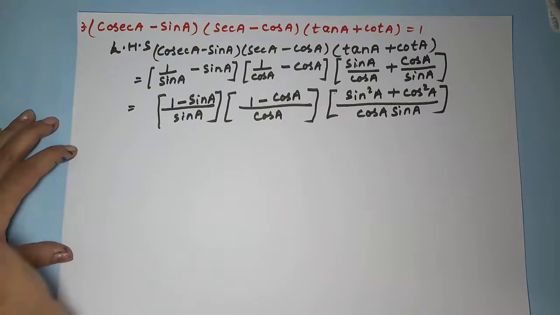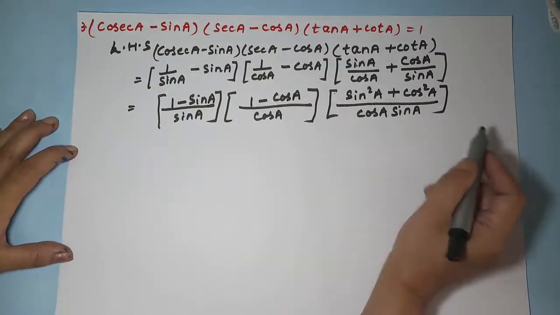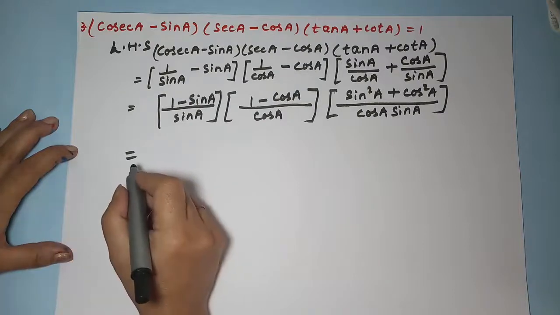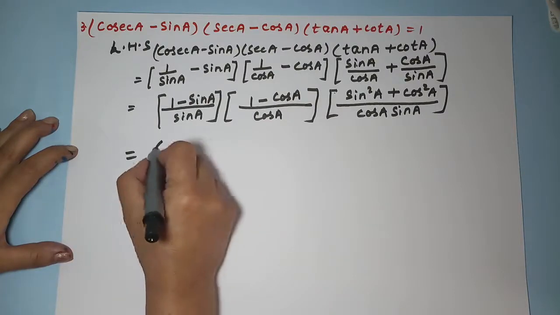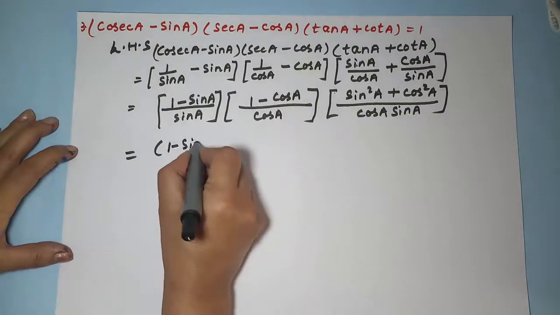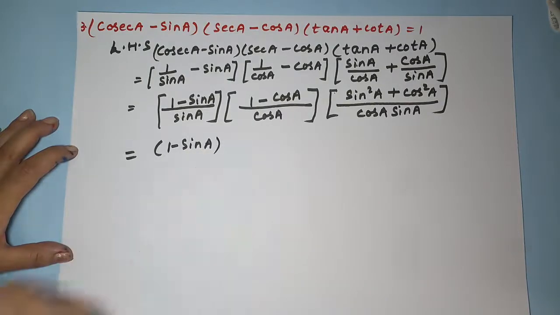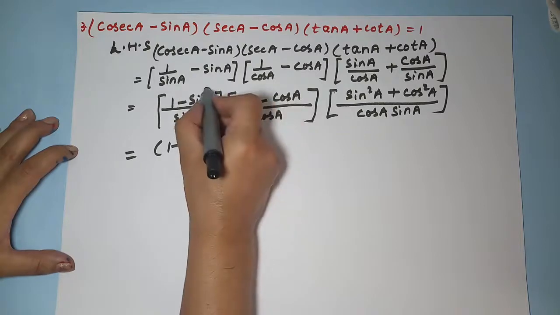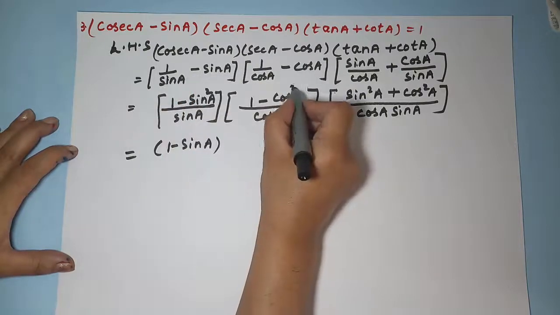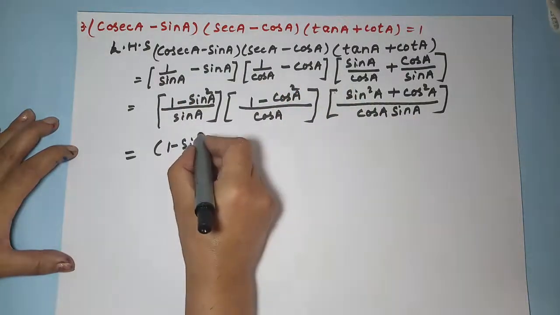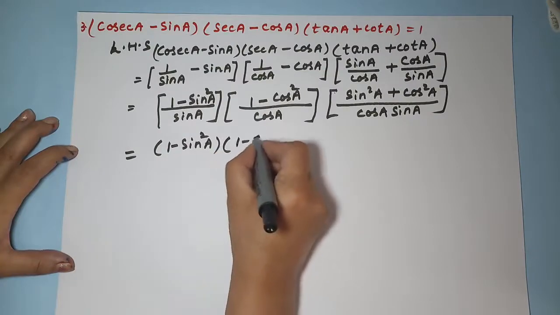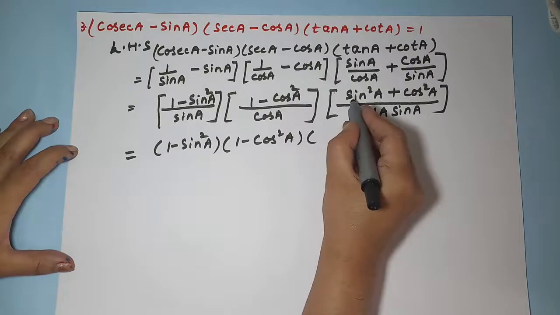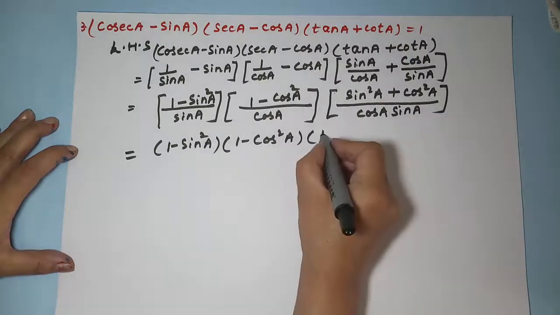Then let me multiply all the numerators and all the denominators. So what will I get? Let me check. Here I am getting 1 minus sine square A, if I have taken this as LCM, this will be cos square A, into 1 minus cos square A, into sine square A plus cos square A, which we know is 1.